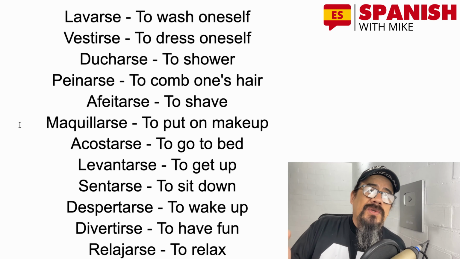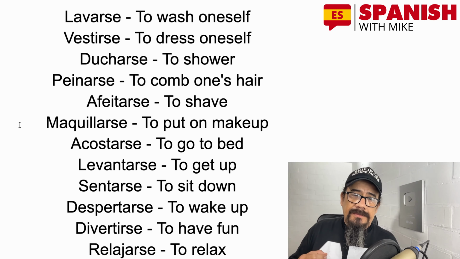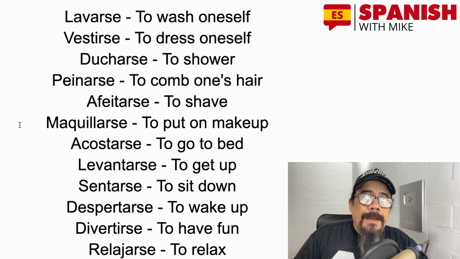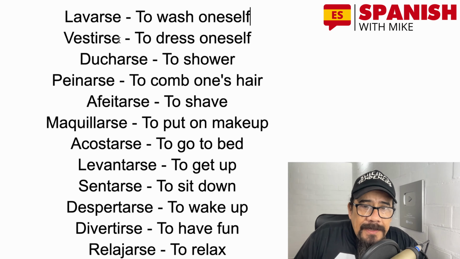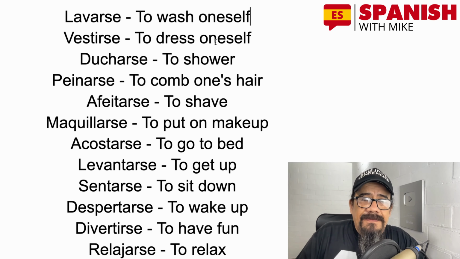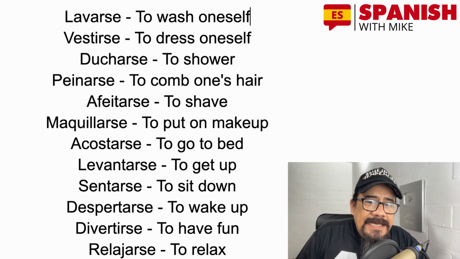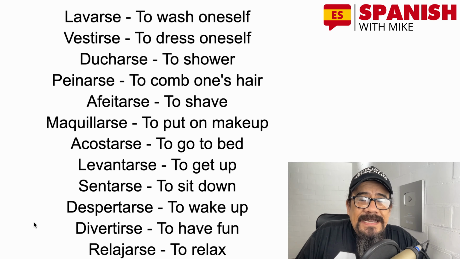And as you can see, I use the reflexive pronoun. Me, or myself. Vestirse, same thing. To dress oneself. In fact, in English, we say to get dressed. I'm going to get dressed. That's it. Not necessarily I'm going to get dressed myself. That would be kind of weird. I just say I'm going to get dressed, and that's it.